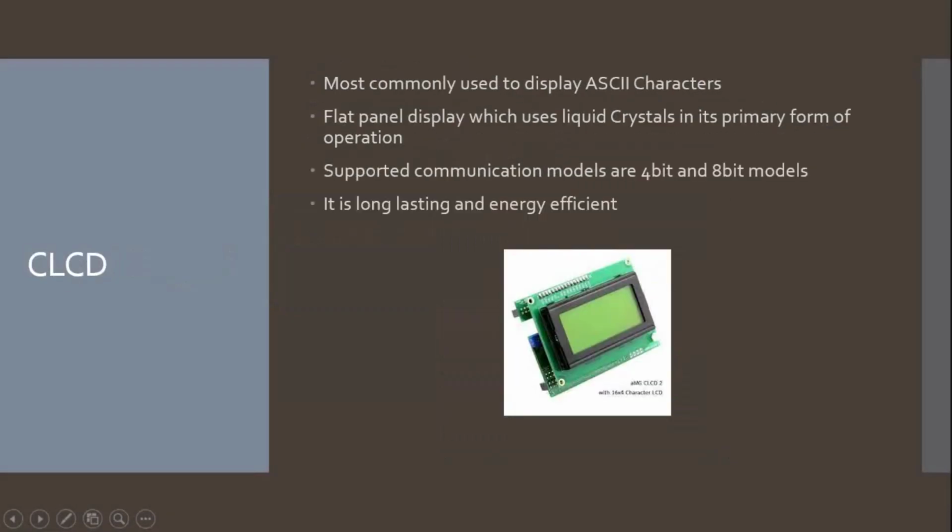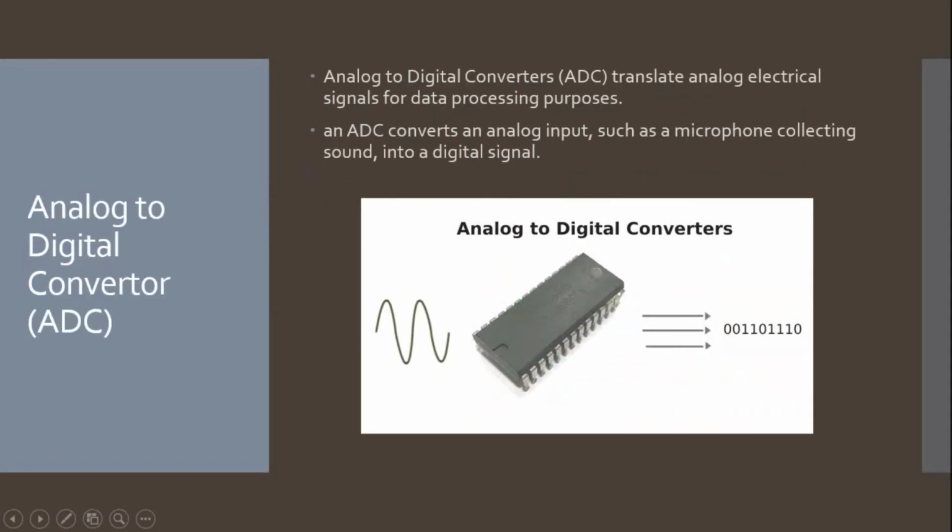CLCD display, which is the most commonly used to display ASCII characters. It is a flat panel display which uses liquid crystal in its primary form of operation. The supported communication modes are 4-bit and 8-bit modes. It is long lasting and the energy consumed by this CLCD is not much.